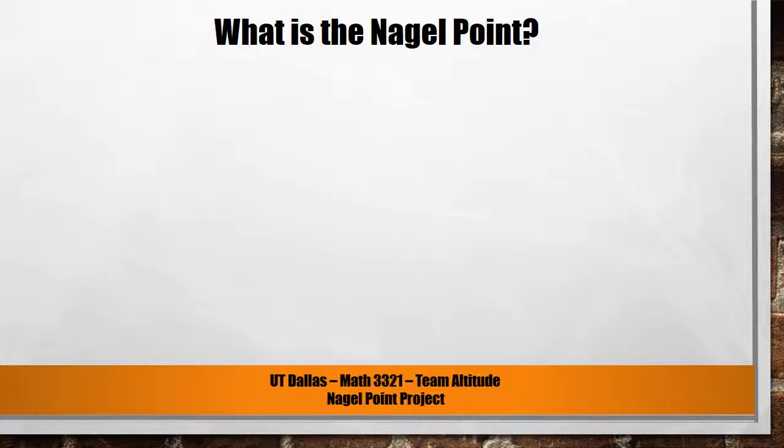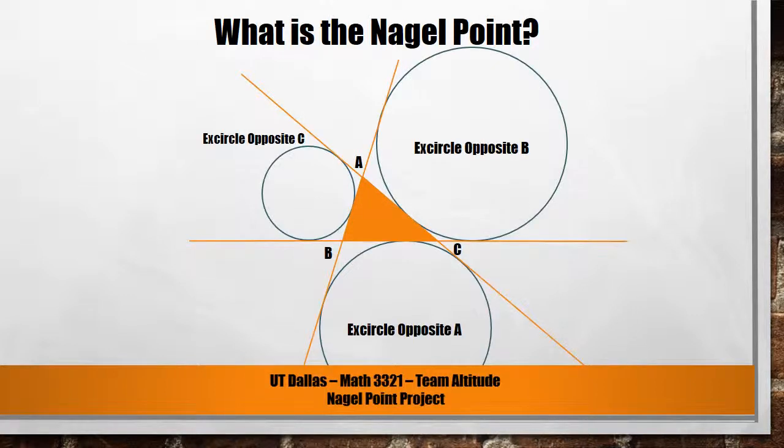My name is Connor, and I'm going to talk about what the Nagel point is and how to prove its existence. We'll begin with triangle ABC denoted below. We'll next draw the three excircles of the triangle. Next, we're going to take each of the vertices and connect it to the point of tangency of the opposite excircle and the triangle.